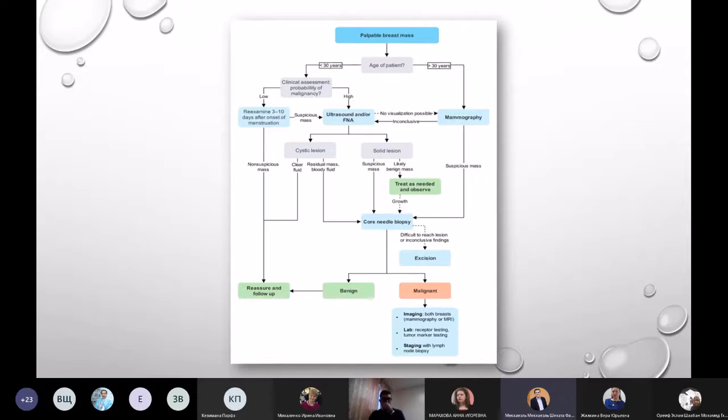And if the patient is older than 30 years old, we must firstly do screening with mammography. And the whole world is now going for a screening program with mammography for all women above 30 years old. If there is suspicion of a mass, we must go for core biopsy, and if difficult to reach, excise it. If it's benign, follow up. If it's malignant, do imaging with MRI and lab diagnostics with receptor testing and tumor markers, and also staging with lymph node biopsy.